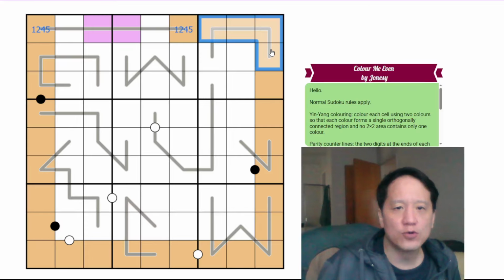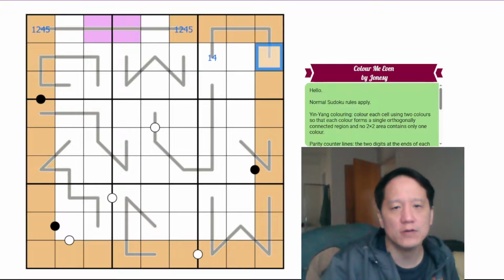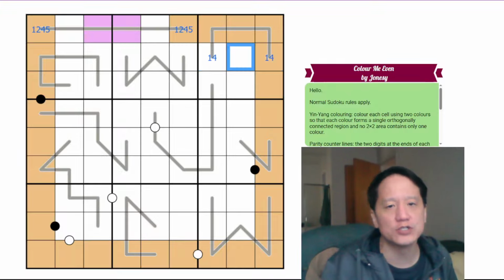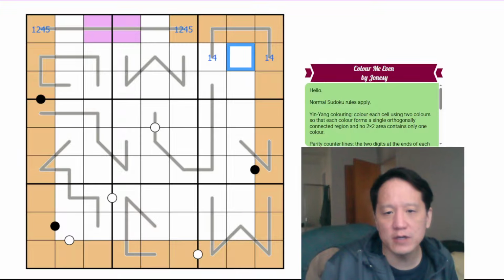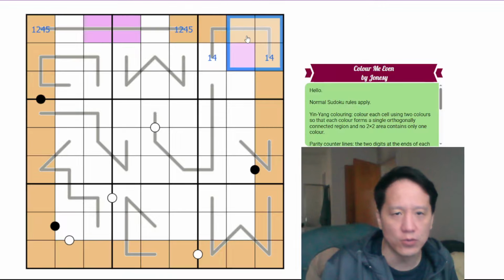This has 4 digits which are the same, so one of these could be 4 or 5. You have to have 4 of one and 1 of the other. So this must be a 1-4 pair here. But we don't know which is which, right? This is pink guaranteed because this 2x2 area has 3 oranges and it can't be all orange, so that's pink.